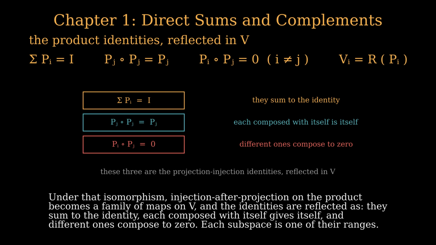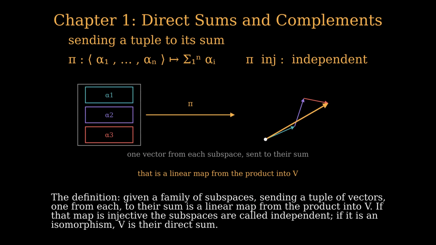Each composed with itself gives itself, and different ones composed to zero. Each subspace is one of their ranges. The definition: given a family of subspaces, sending a tuple of vectors, one from each, to their sum is a linear map from the product into V. If that map is injective, the subspaces are called independent. If it is an isomorphism, V is their direct sum.